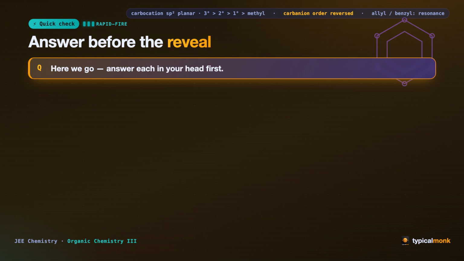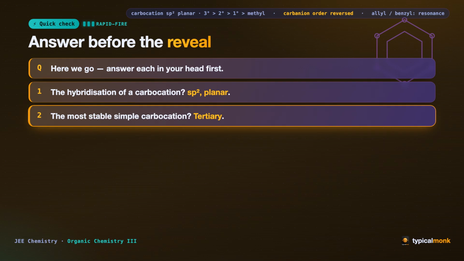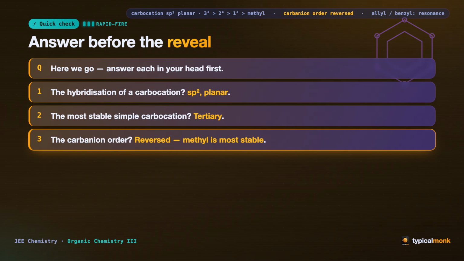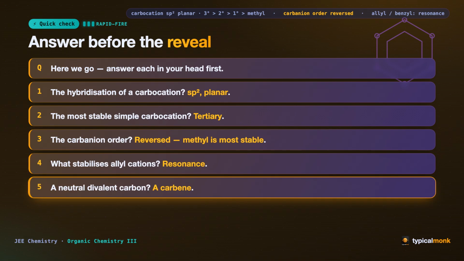Now, test yourself. Answer in your head before the reveal. That is how speed is built. Here we go. Question 1. The hybridization of a carbocation, sp2 and planar. Question 2. The most stable simple carbocation, the tertiary. Question 3. The carbanion order, reversed. The methyl is the most stable. Question 4. What stabilizes allyl cations? Resonance. And question 5. A neutral divalent carbon, a carbene.